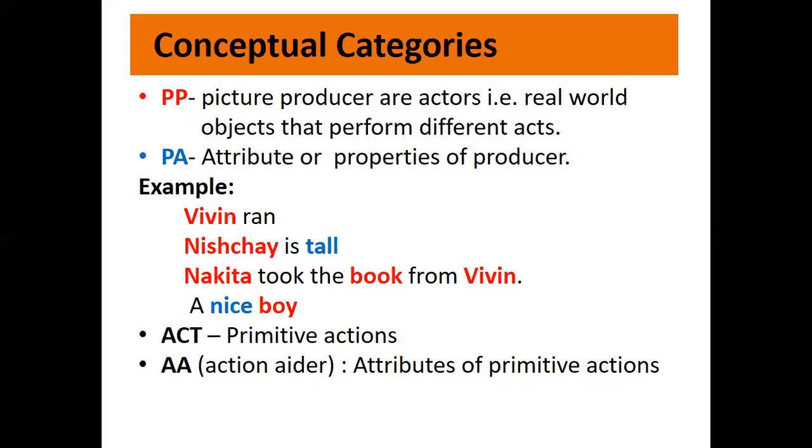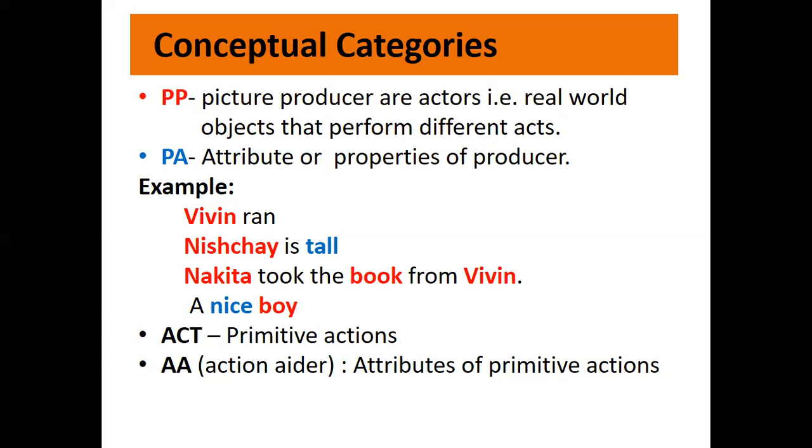in the events. PP is nothing but the picture producer, which are the actors, that is real world objects that perform different acts. And PA are the attributes of these objects or the PP, right? The properties of the producer. Simple example, if you look at Vivin ran. Now, who is Vivin? Vivin is an actor who carried out an action of running, right? So, Vivin is picture producer.